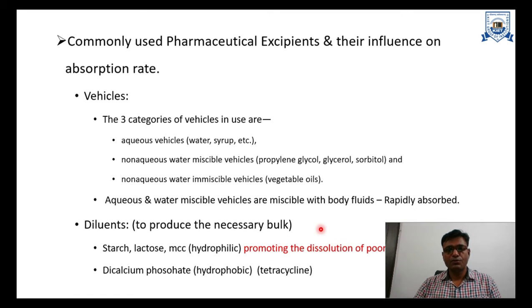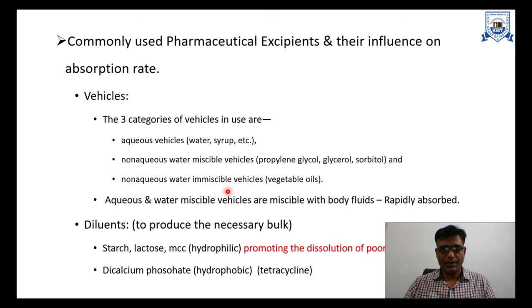So these are the commonly used pharmaceutical excipients and their influence on the absorption rate. First one is vehicles. We know vehicles are added in liquid dosage forms. Without vehicles, we cannot prepare liquid dosage forms. Three types of vehicles are there: aqueous vehicles, non-aqueous water miscible vehicles, and non-aqueous water immiscible vehicles. If we add aqueous or water miscible vehicles, they can mix easily with the body fluids. So if we use these two types of vehicles, then it causes a higher absorption rate as compared to non-aqueous water immiscible vehicles.